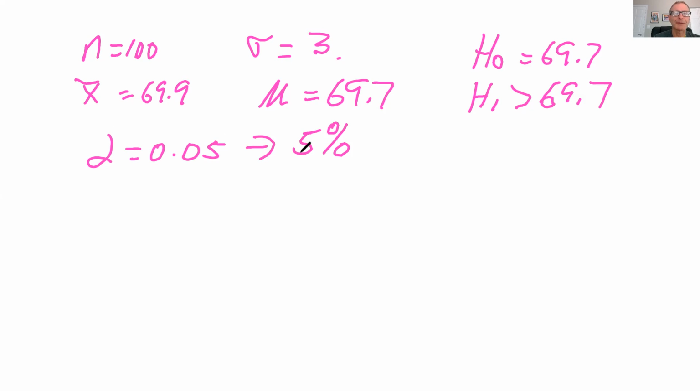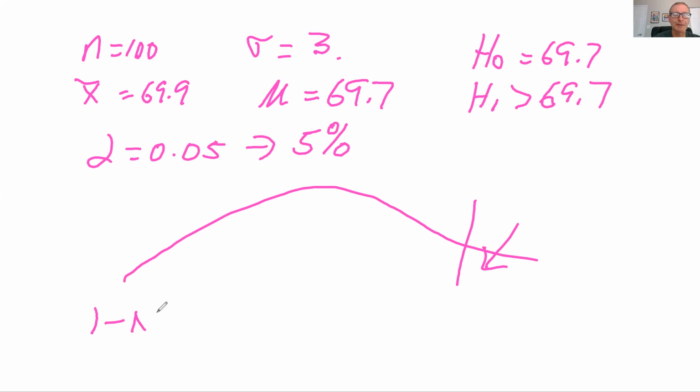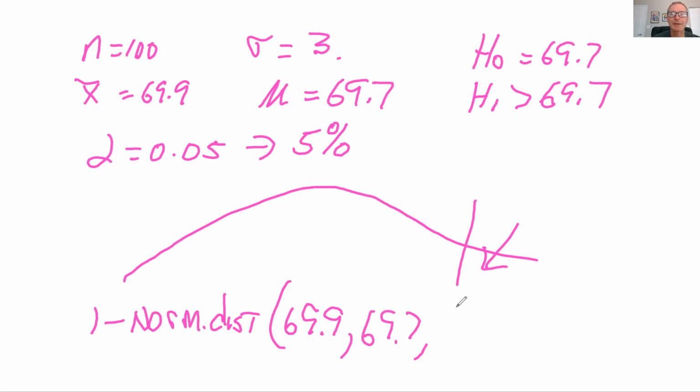Okay, so how do you set this up? Well, again, it's a right tail test. So if you think about it, it's going to be this calculation here. So it's going to be 1 minus the NORM.DIST. And when you set that up, the point is 69.9. The mean is 69.7, and our standard deviation again is 3 divided by the square root of 100, which would be 0.3. Remember, central limit theorem. So looking at it, that number is going to be quite a bit bigger than 5%, but you want to double check with the calculation.